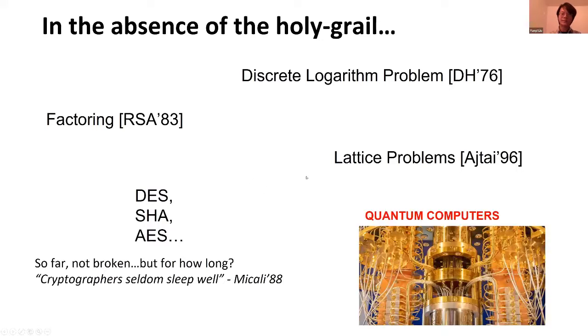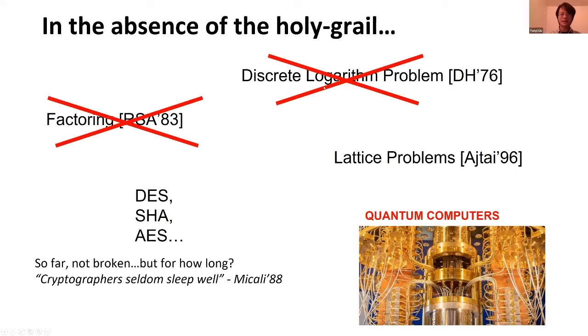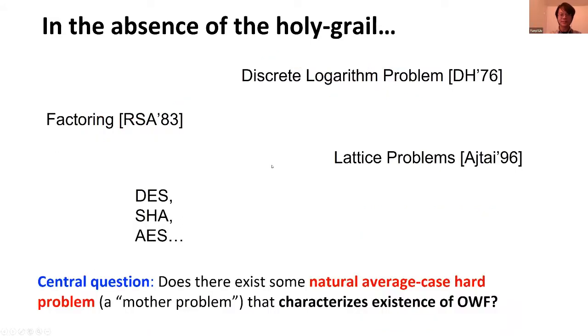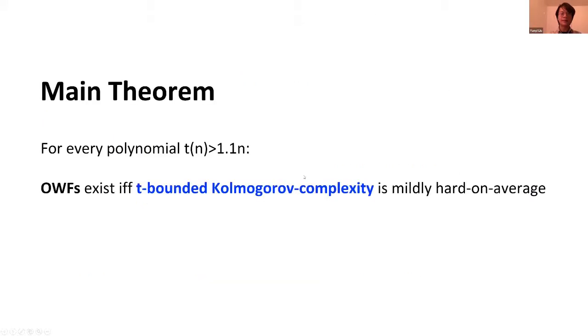And we know that if we have quantum computers, then the factoring problem and the discrete logarithm problem are actually easy and can be solved by quantum algorithms in polynomial time. So have we really escaped from the dark age crypto cycle where people keep proposing new schemes? The central question is, does there exist some natural average-case hard problem that characterizes the existence of one-way functions? Our main theorem says yes: one-way functions exist if and only if T-time bounded Kolmogorov complexity is mildly hard on average. So let us introduce the notion of Kolmogorov complexity.